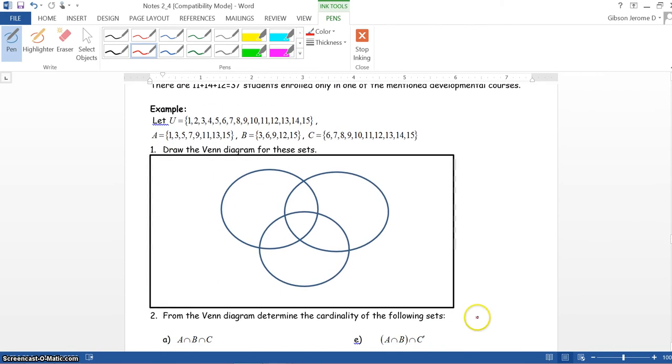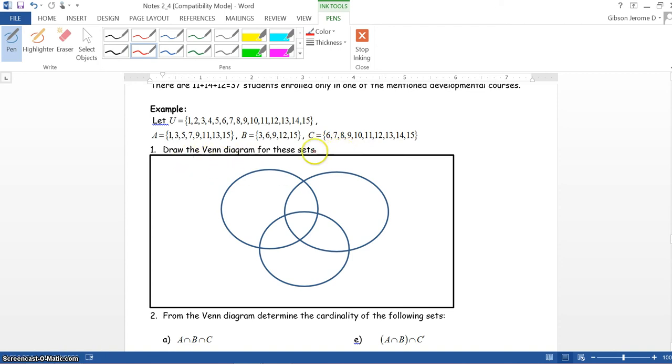Now we go down here to our next example. It says here, let U, the universe, equal the numbers 1 through 15. Then we have it broken down with A being 1, 3, 5, 7, 9, 11, 13, and 15, all of the odd numbers from 1 to 15. Then B is 3, 6, 9, 12, 15, the multiples of 3. And then C starts with 6 and ends up with 15.